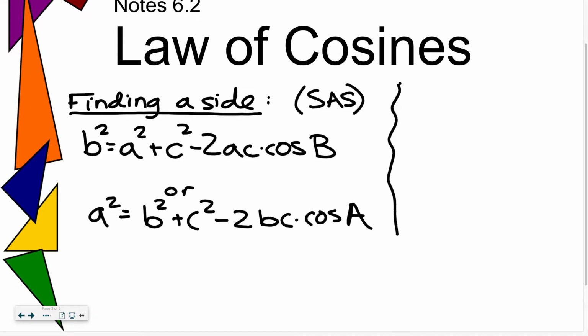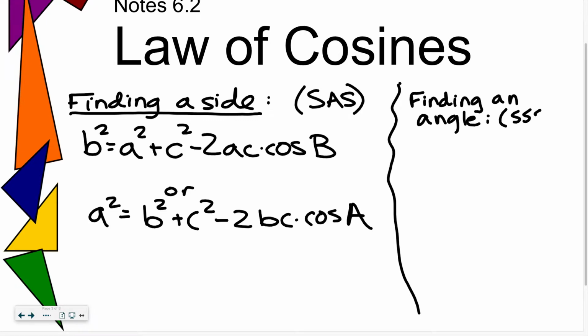I can amend or manipulate this formula that you solved for in the blue packet, and we can also use the law of cosines to find an angle. In the case of side, side, side: what if you know all 3 sides of the triangle, but you don't know a single angle? If you don't know a single angle, you can't set up any law of sines, because it requires that you know an angle and the side opposite it.